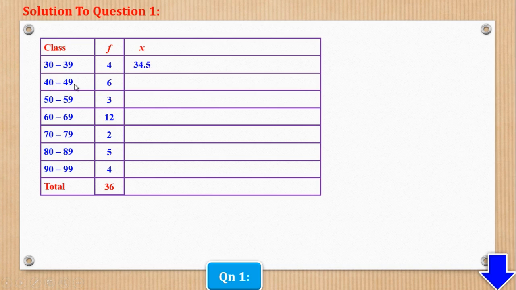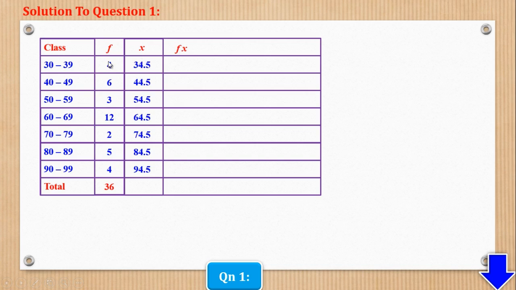Then the average of this, I'll come up with 44.5. For this, I'll come up with 54.5. For this, I'll come up with 64.5. And this one, 74.5. And this one, 84.5. This one, 94.5. So next is to now generate the column for fx.